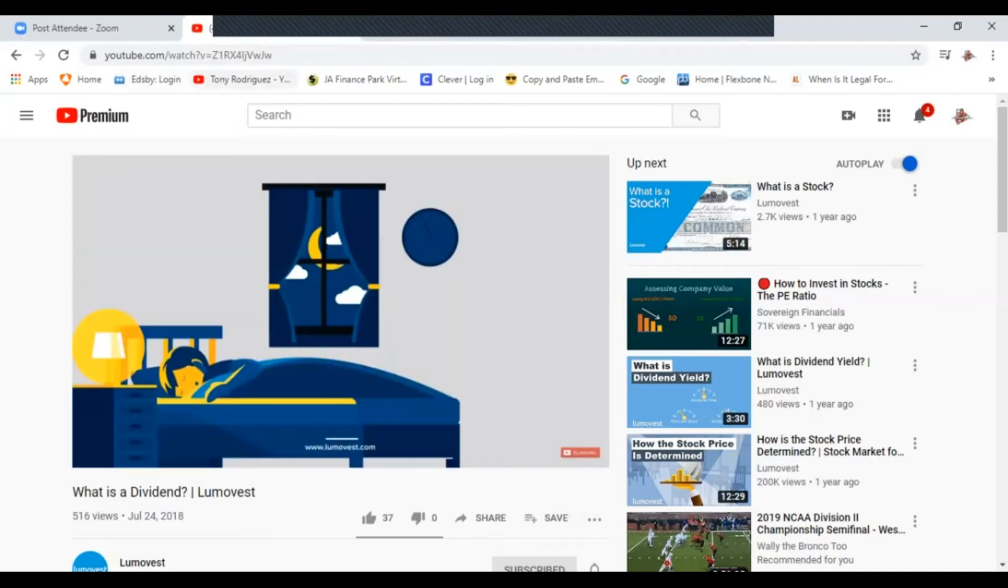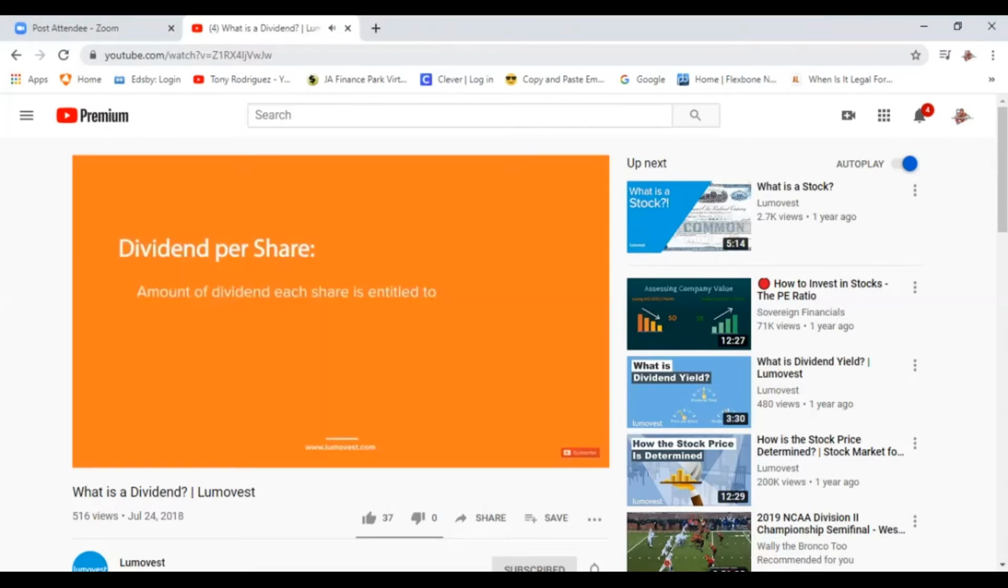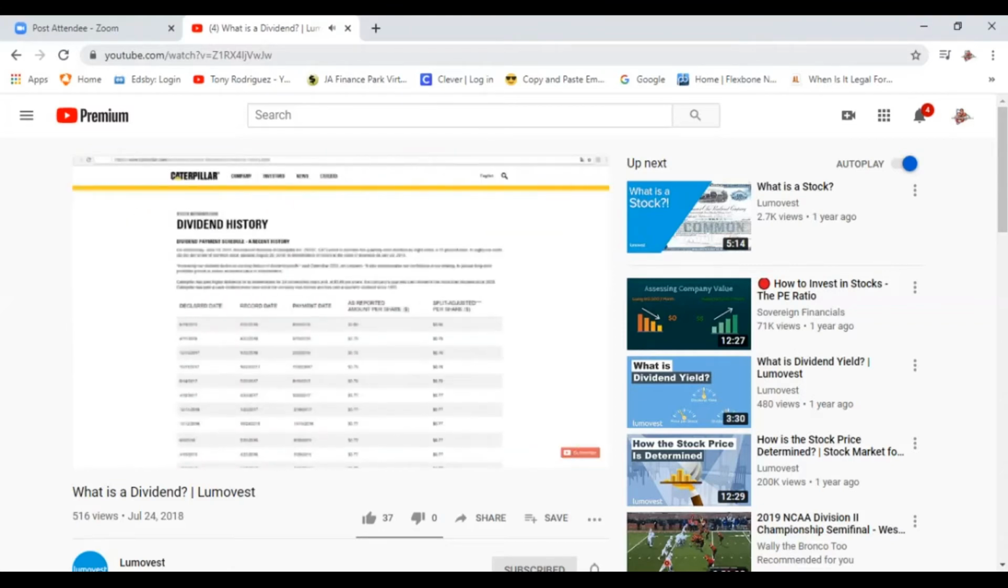That means while you're going about your day, and even while you're sleeping, the companies that you invested in are working hard on the side to make you money that they can give you in the form of dividends. The amount of dividend that each share is entitled to is known as dividends per share. You can find this information usually on the company websites.